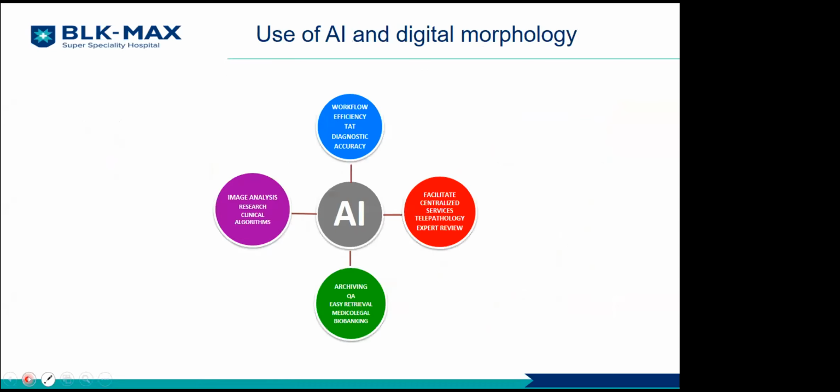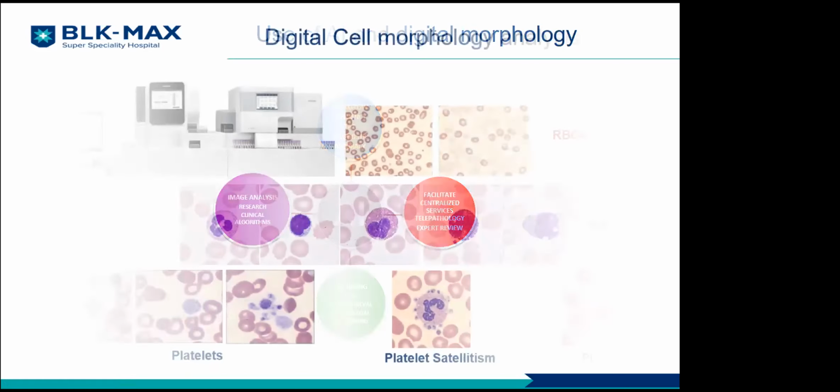It delays getting the right results to the patient very quickly. So what happens when you do digital morphology and use artificial intelligence? You will have workflow efficiency, a reduced turnaround time, and your diagnostic accuracy is obviously going to increase, because now you are involving artificial intelligence to give you a hint towards a particular diagnosis. So when you look at image analysis, facilitated centralized services, archiving and easy retrieval, you are able to get all the information required in your patient's case.